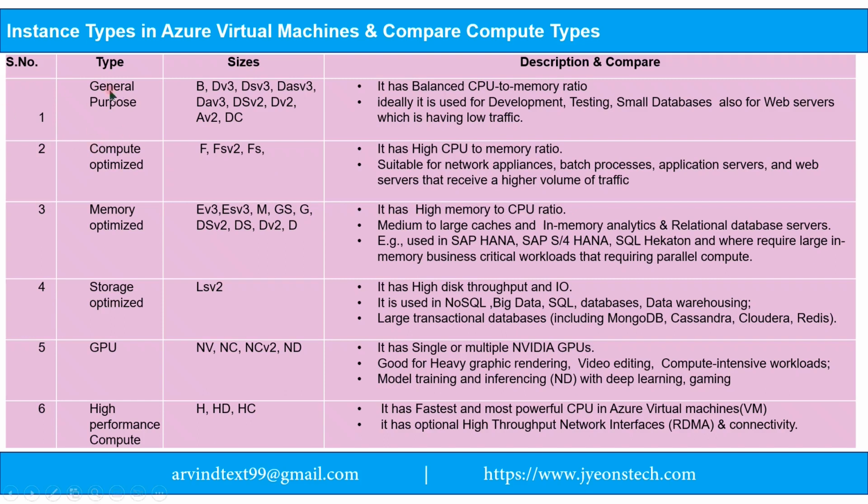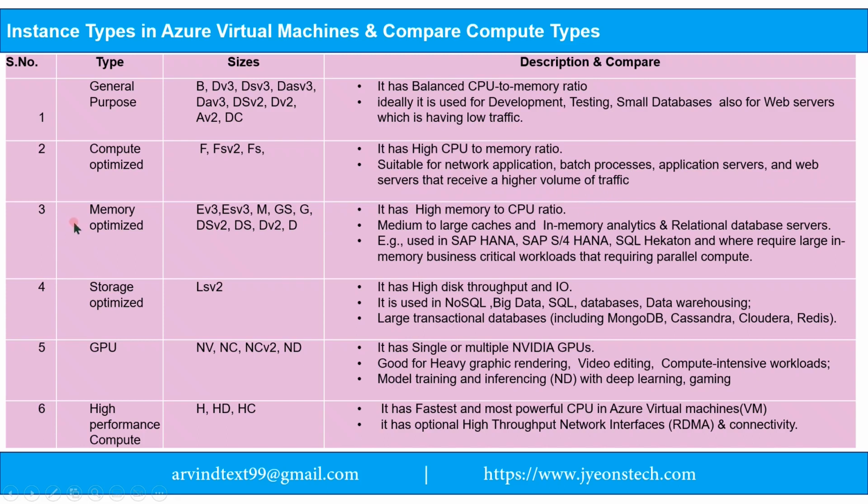So first is general purpose. These are the sizes available for general purpose. The description is that it has a balanced CPU to memory ratio. Ideally, it is used for development, testing, small databases, and also for web servers with low traffic. Second is compute optimized. These are the sizes. The description is that it has a high CPU to memory ratio, suitable for network applications, batch processes, application servers and web servers that require a high volume of traffic.